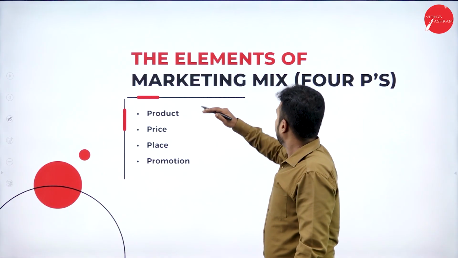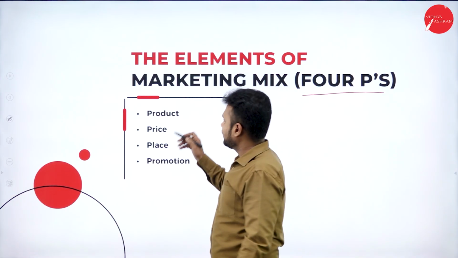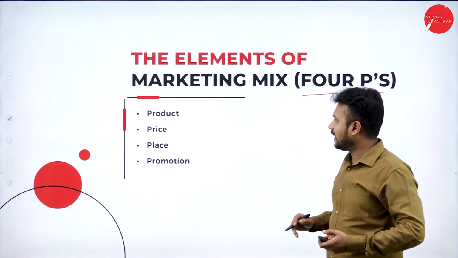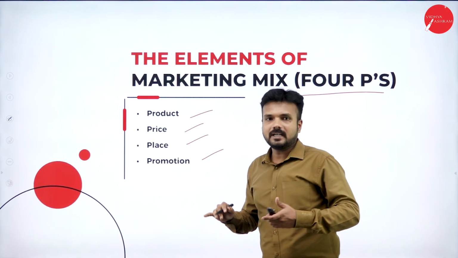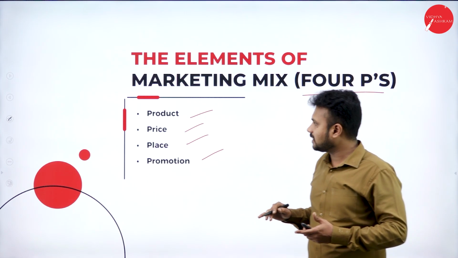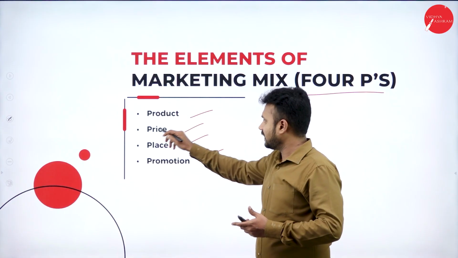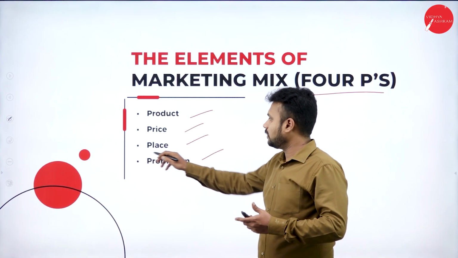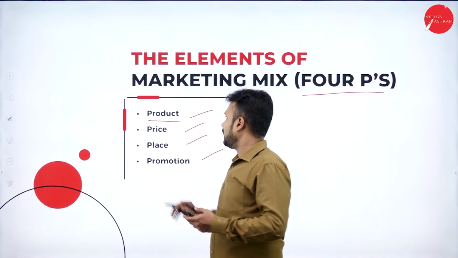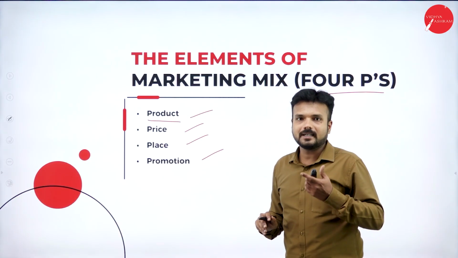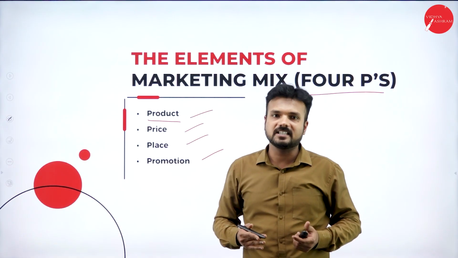Moving forward, the elements of marketing mix, that is the 4 P's of marketing: product, price, place and promotion. In unit 4, we are going to study product and pricing. In unit 5, we are going with place and promotion. The first P is product. Product is classified into 2 categories: tangible product and intangible product.